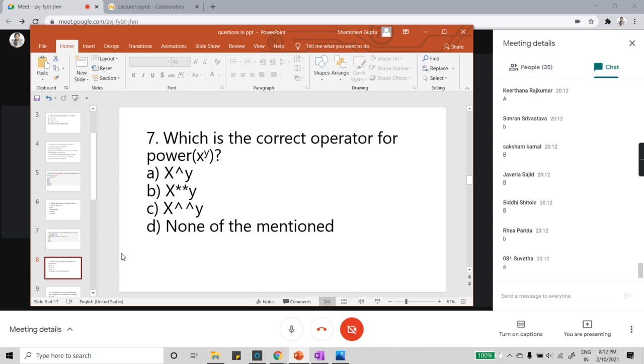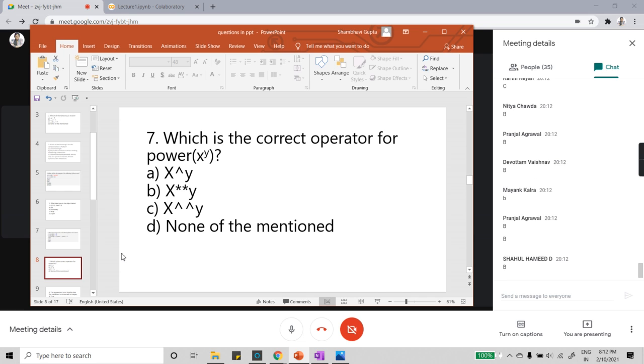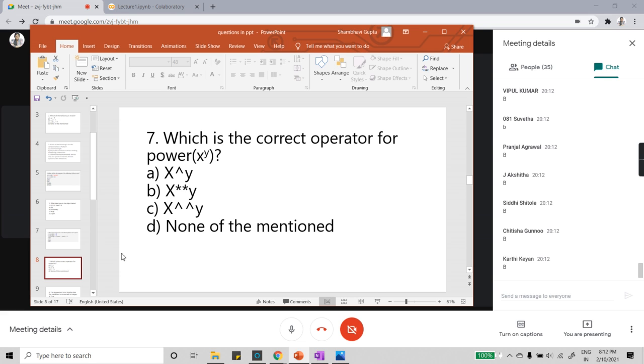Moving towards the next, which is the correct operator for power, x to the power y? Okay, this time Simran gave me the correct answer, that is B. The first correct answer, that is B. Okay, Hamid. Okay, Siddhi. Okay, Chitasha. Okay, Karthi. Fine, very well done.